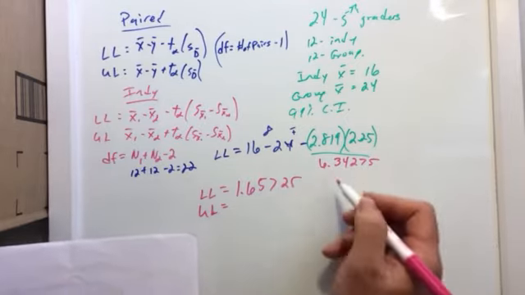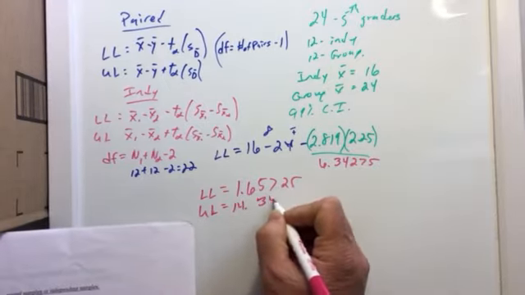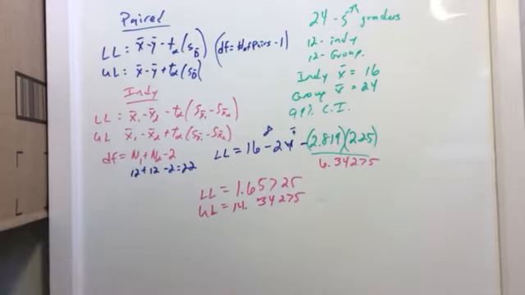So you're looking for something that's going to be around a 14, and what you actually get is 14.34275. So what does that tell us?